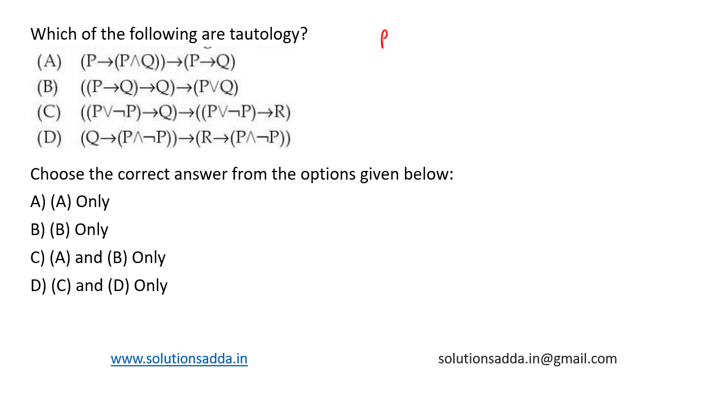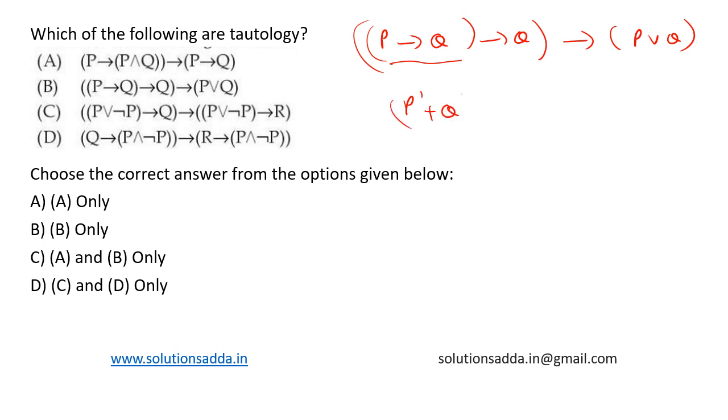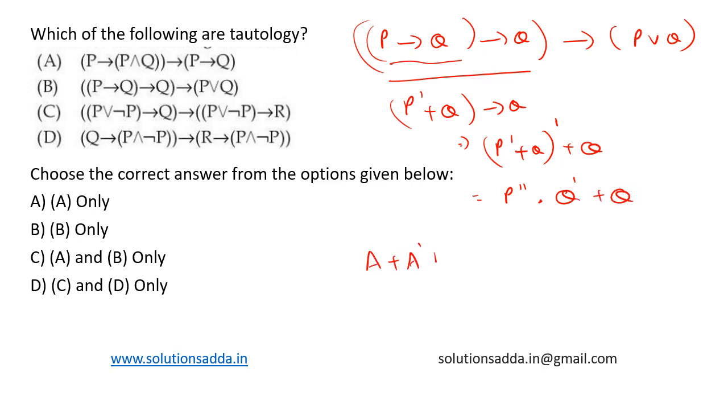The second option is (P implies Q), the whole implies (P or Q). This can be broken down into negation P or Q, and this is the LHS part. This can be again broken down to P bar plus Q, that is negation (P or Q). Now applying De Morgan's law, it becomes P double bar, that is P, plus Q bar, with the AND operation, plus Q. There's a law that A plus A bar B equals A plus B. Here this is A, this becomes A bar, and this becomes B. So this essentially turns out to be P plus Q bar into Q, so this becomes P plus Q.